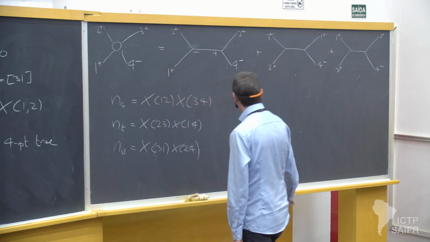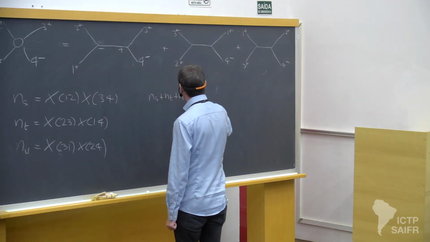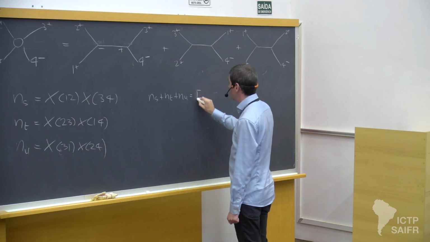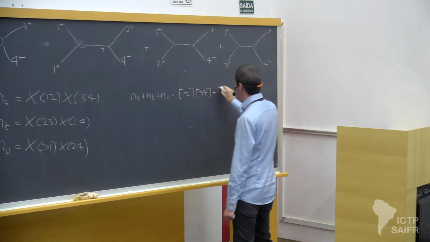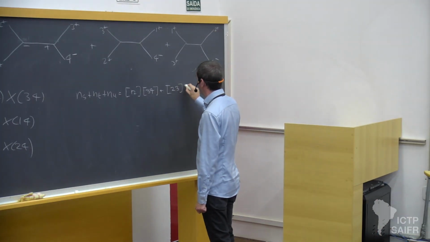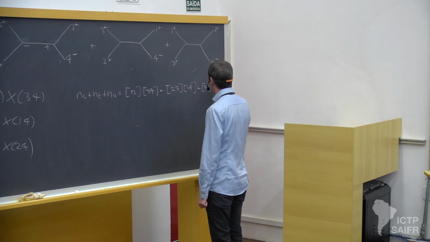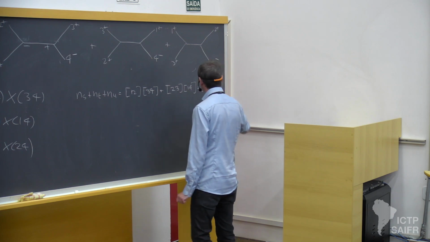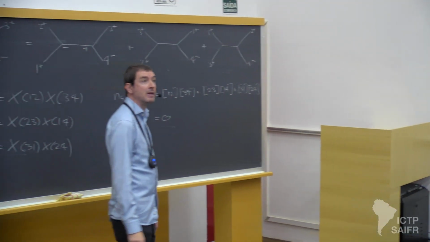So N_S plus N_T plus N_U, switching to the spinor notation, is just this sum: ⟨2 3⟩⟨1 4⟩ plus ⟨3 1⟩⟨2 4⟩. And that is 0 by the Schouten identity of spinors.